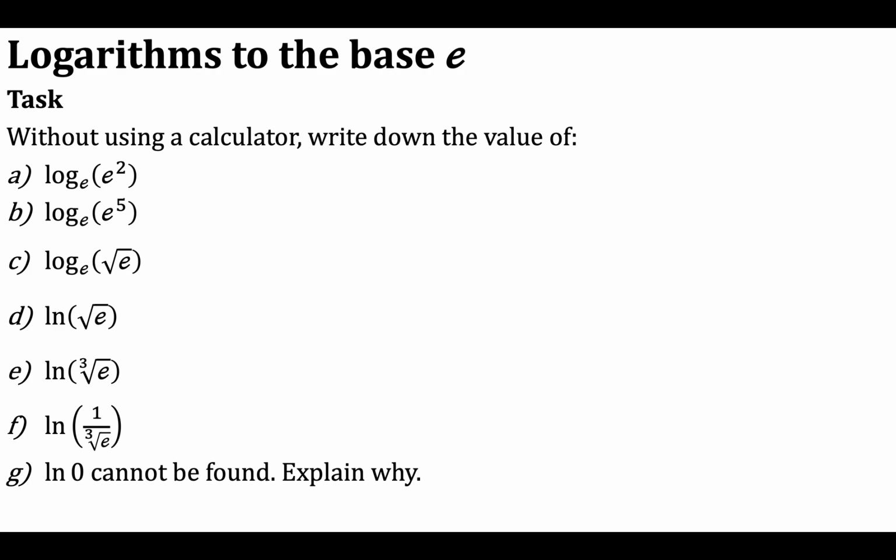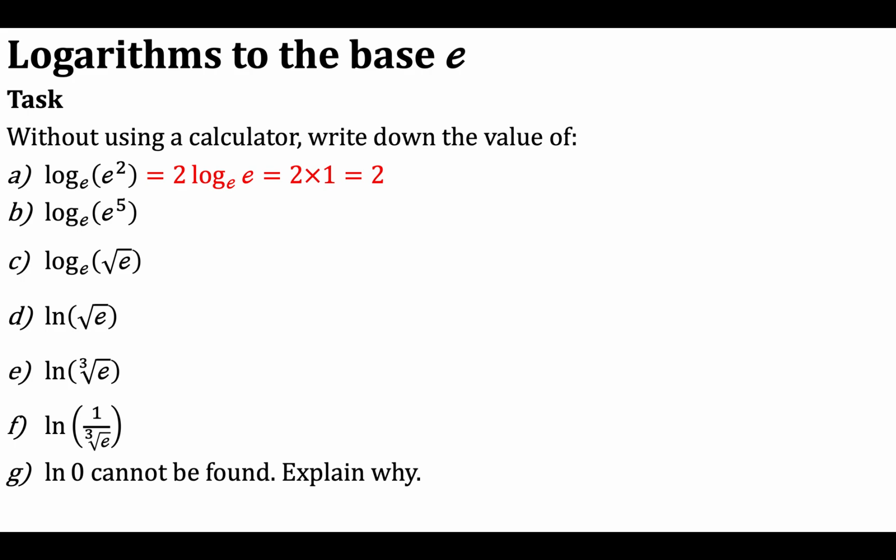Okay folks, welcome back. So this first question here, remember we can apply the usual rules of logarithms. The argument is currently squared, which means we can bring the power, that's 2, down to be a multiplier of the logarithm function. So that is the same as 2 times log to the base e of e. We know that log to the base e of e is 1, and 2 times 1 is 2.